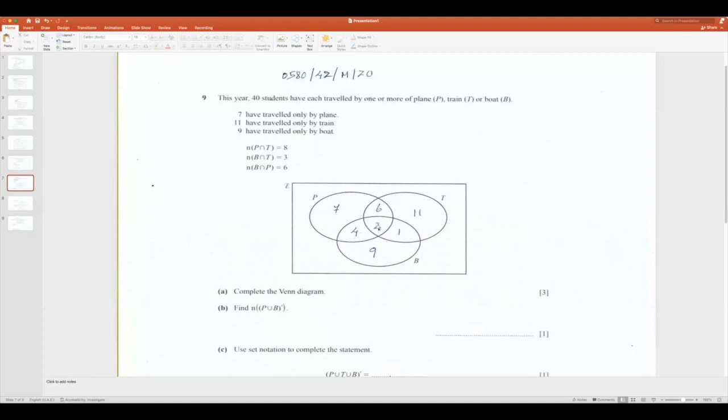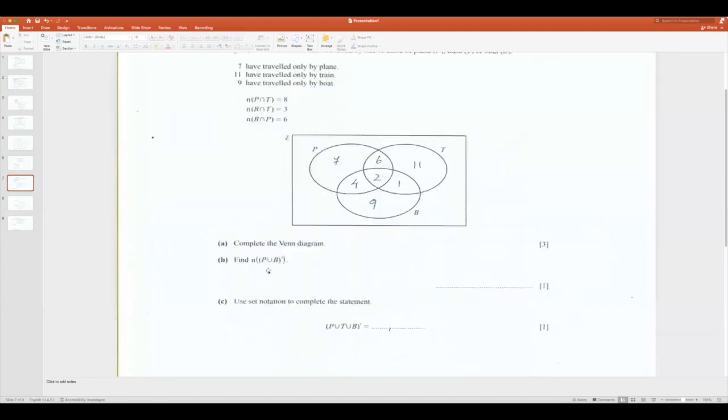6 plus 2, 8. 8 plus 4, 12. 19, 20, 29, 34. Find n of P union B dash. P union B is this. Dash means without that. See? 11 is the value.